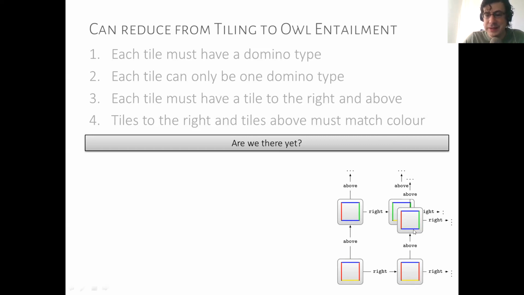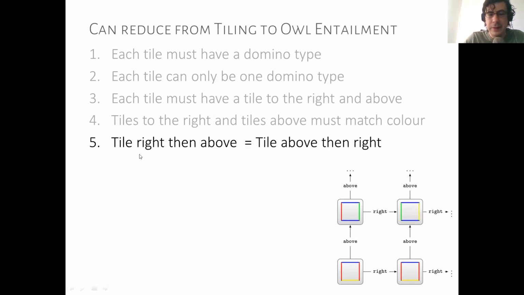Here we see that this is compatible here, and this is compatible here, but we have multiple tiles in this position. So what we need to enforce somehow is that the tile above and right must be the same as the tile that is right and above. So how do we do that? We need to define that tile right, then above, is equal to tile above and then right, to enforce that there's really only one tile here.